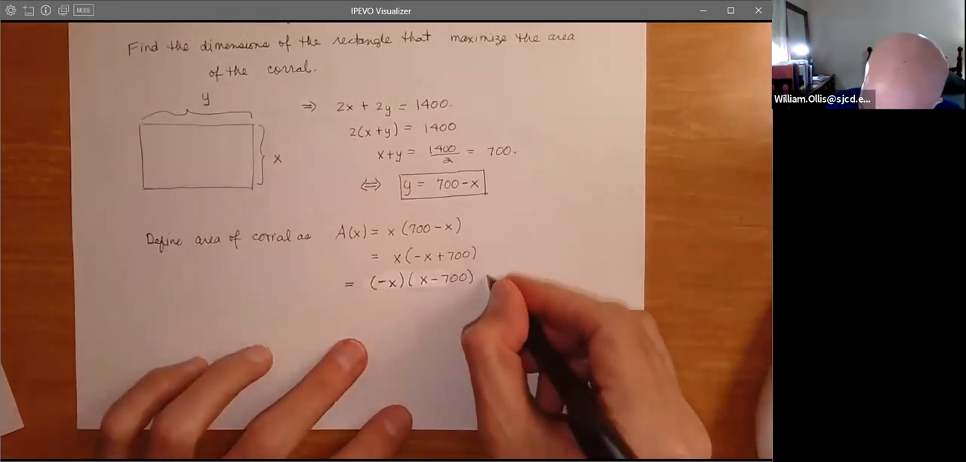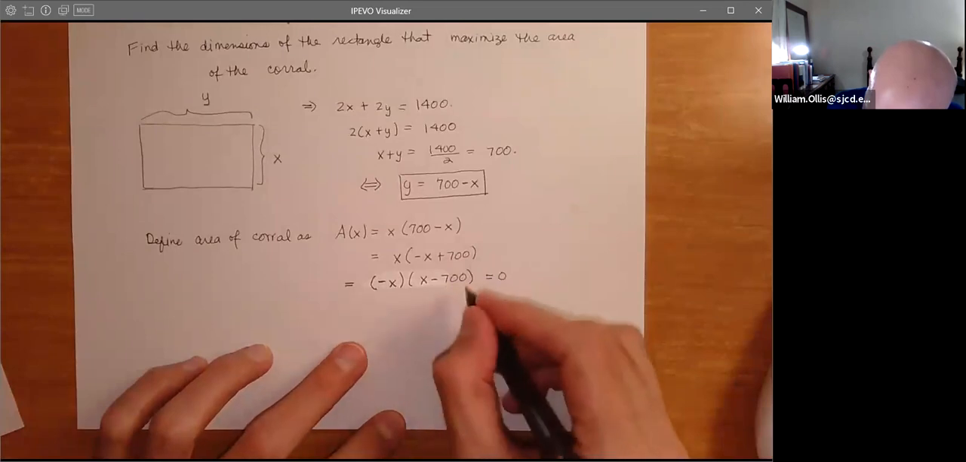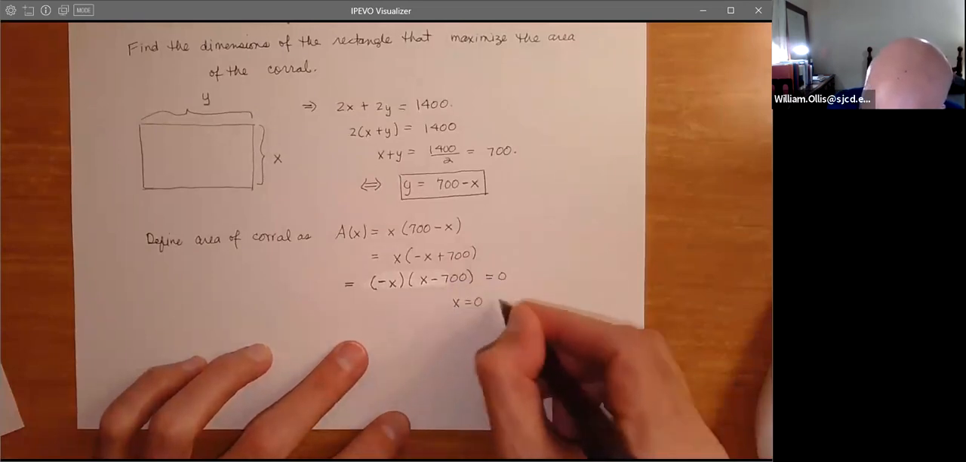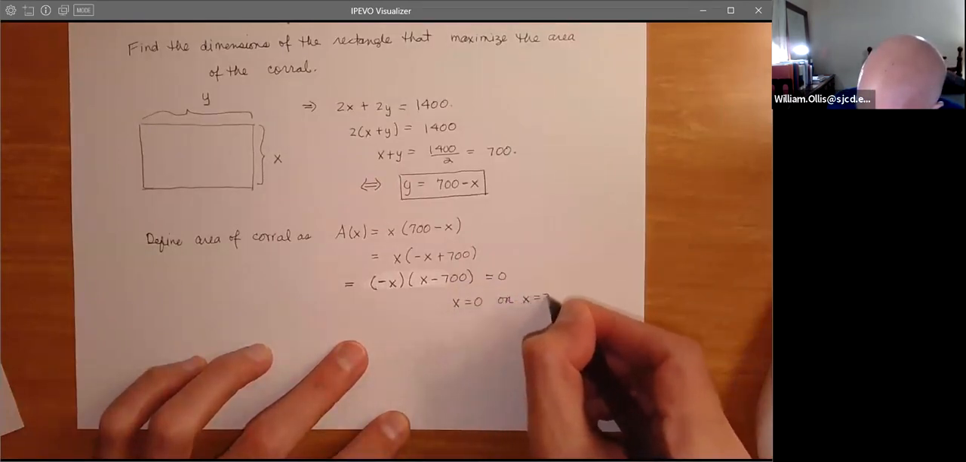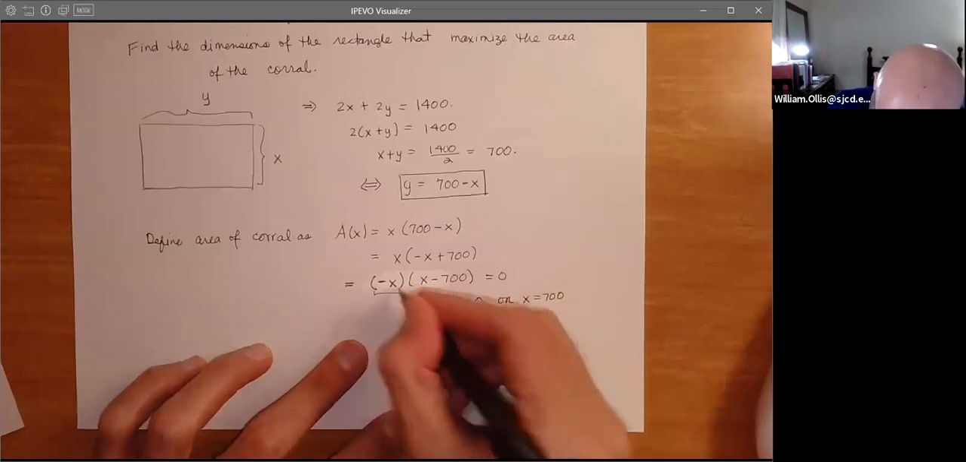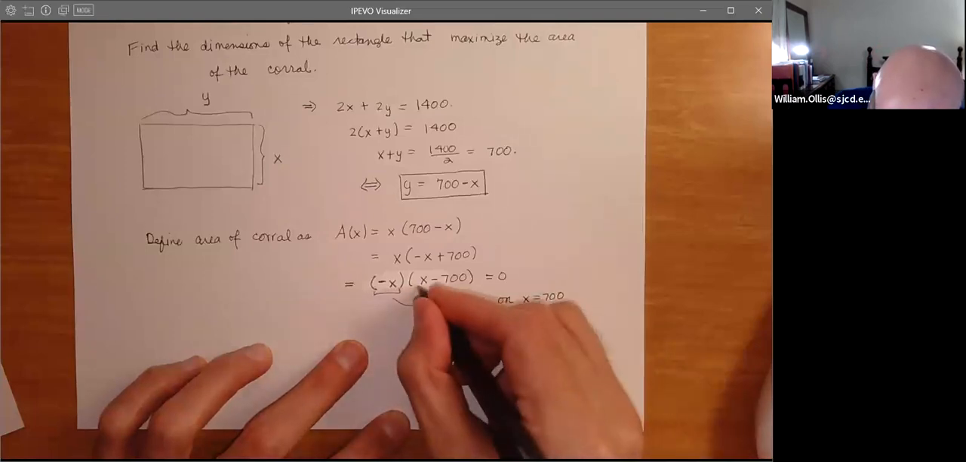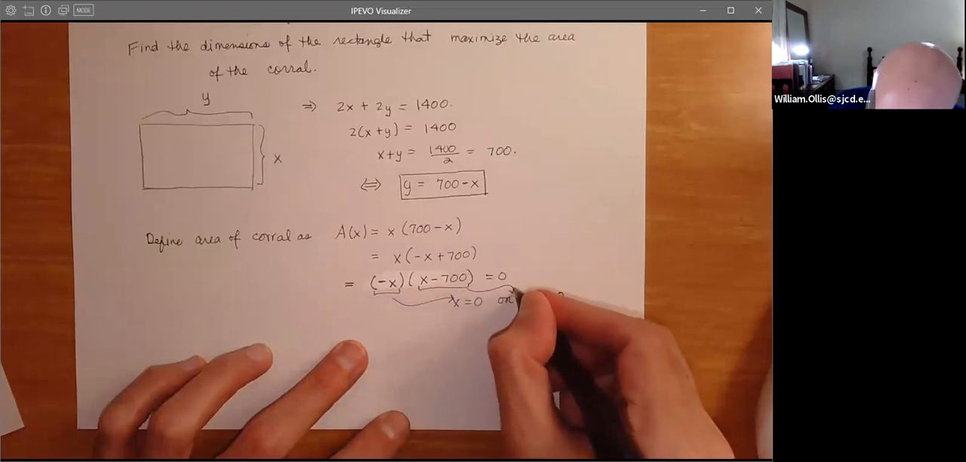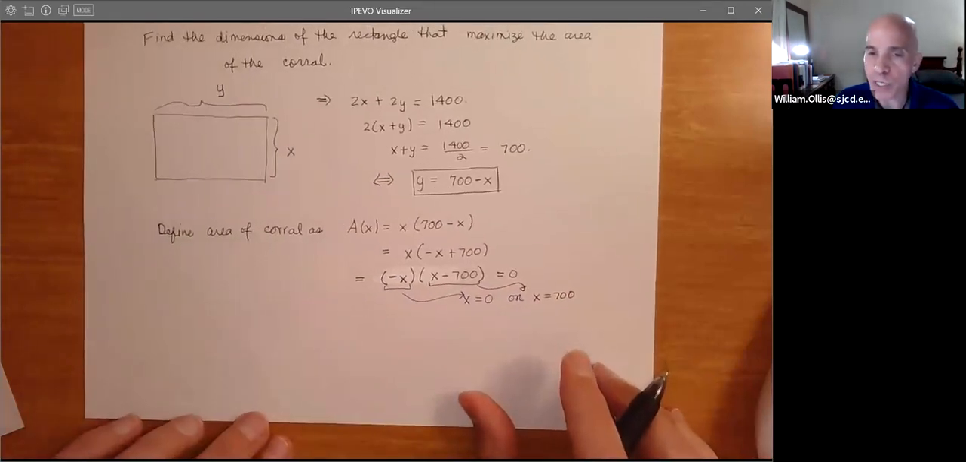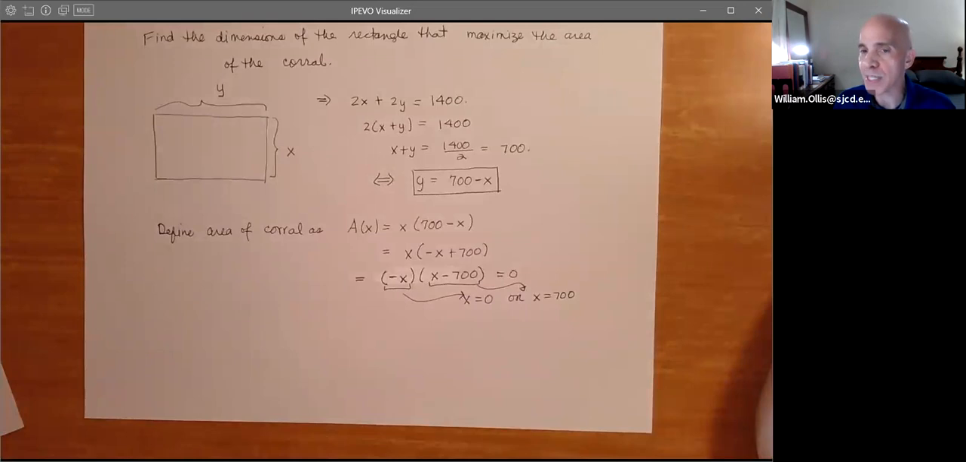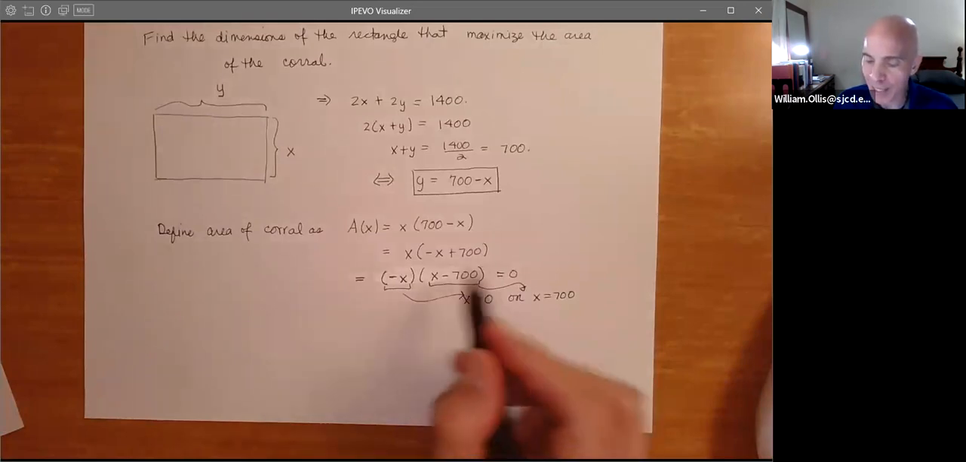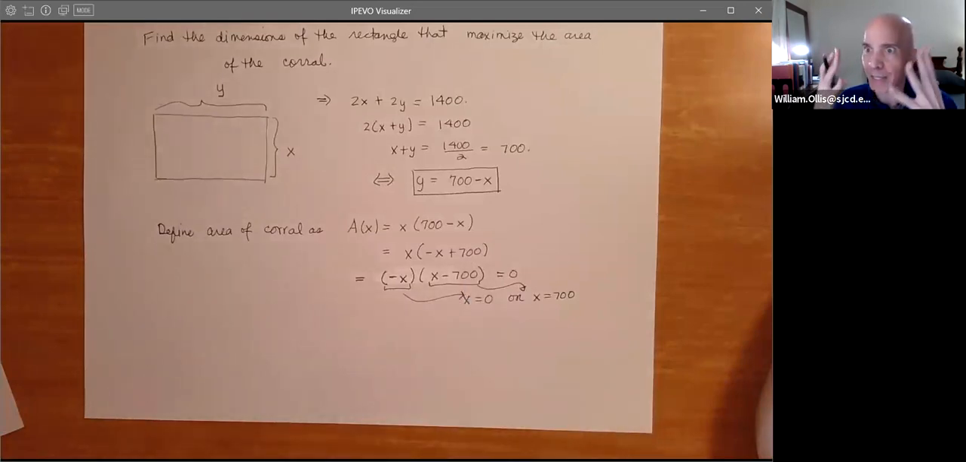So now when we set this equal to 0, we get x equals 0 or x equals 700. So this one gives us the 0. This one gives us the 700. So this is actually very, very simple if you use the factoring techniques I've taught you. But like I say, this is so simple, it's like in our face.